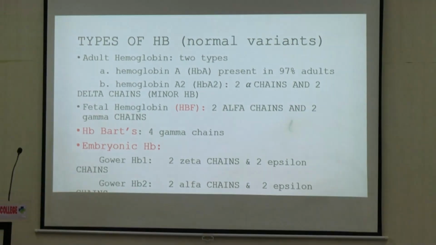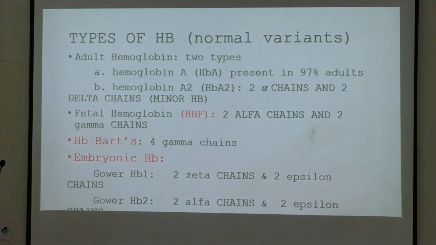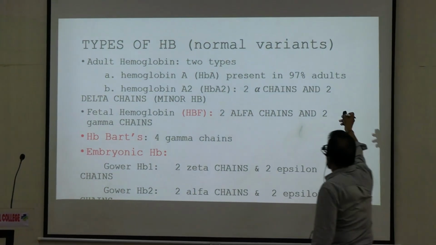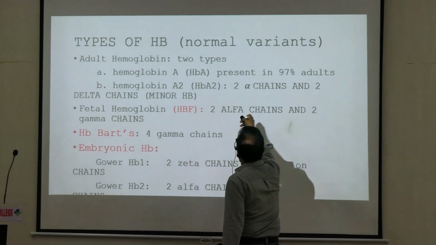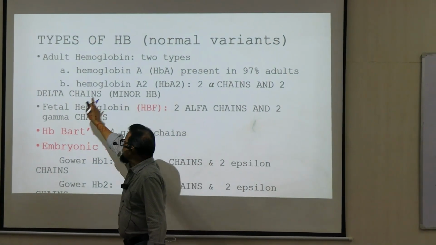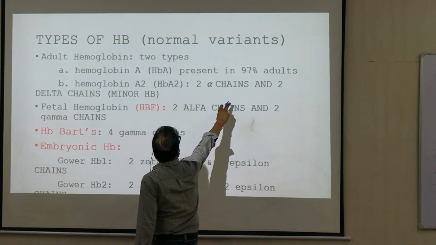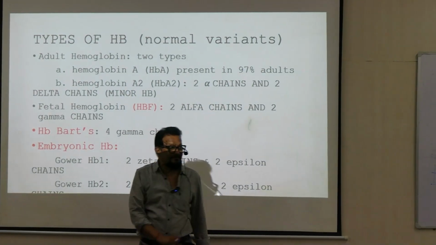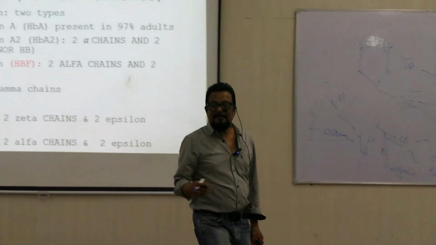Types of normal variants. One is hemoglobin A, present in 97% of adults. Hemoglobin A2, how does it differ here? In hemoglobin A there are 2 alpha and 2 beta chains, and here what is there? 2 alpha chains and 2 delta chains. Instead of beta chains, there are delta chains.